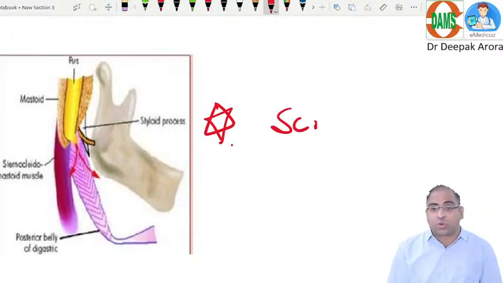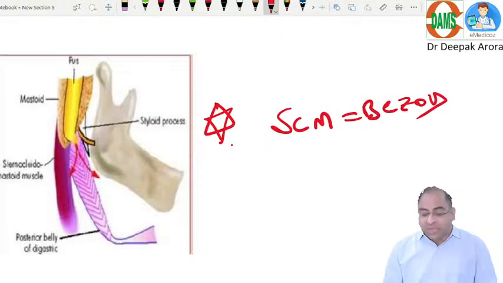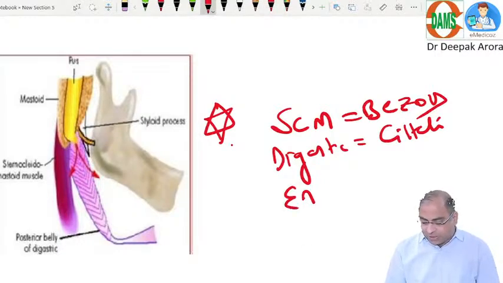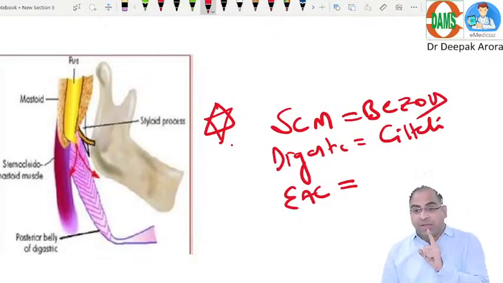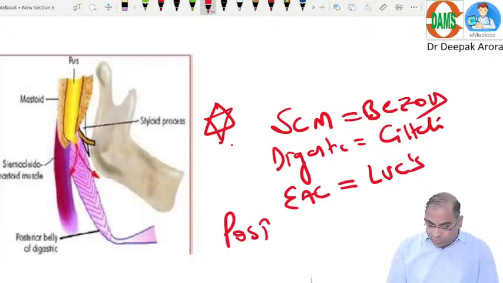Abscess along the sternocleidomastoid, I will label it as Bezold abscess. If the abscess is along the digastric, it will be Citelli abscess. If the abscess is in the external auditory canal, I will label it as Luc abscess. And what is the most common? Always remember, most common is post-auricular abscess.